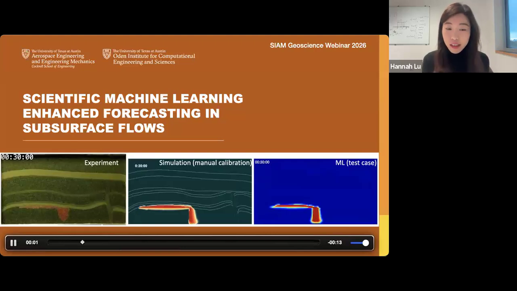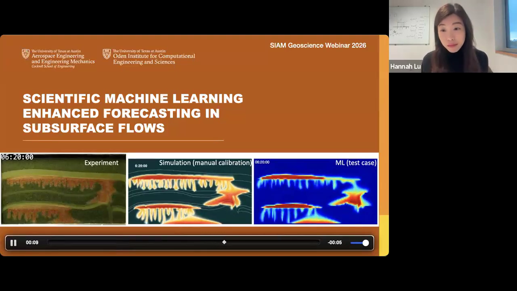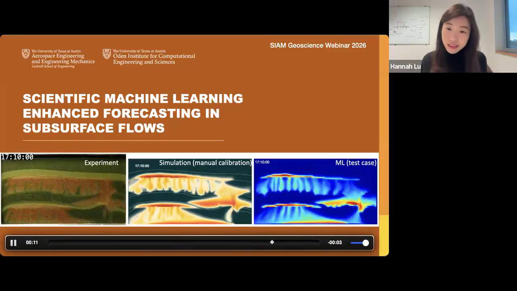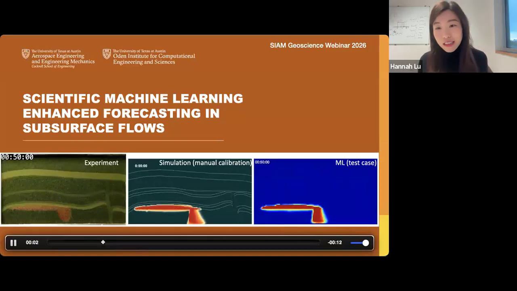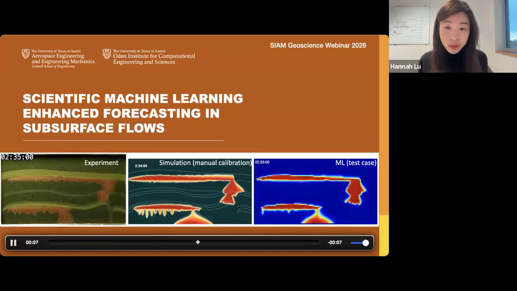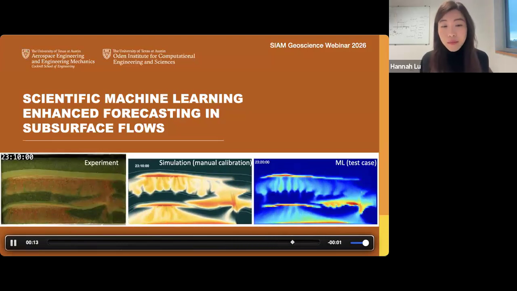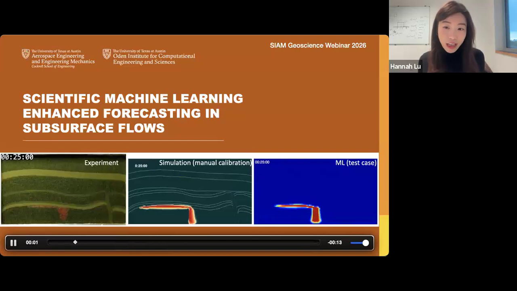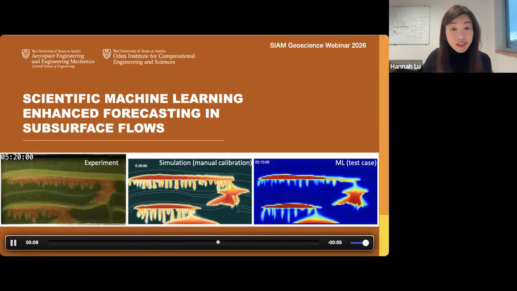On the left and in the middle, you see a super expensive partial differential equation based simulation which is calibrated with the experiment, and it's a very expensive process to do the calibration. And on the right, you see a machine learning prediction for the same scenario, which is pretty fast. You see that they are synchronized very well. So today I would like to talk about how we can use scientific machine learning to enhance the forecast in applications like this.